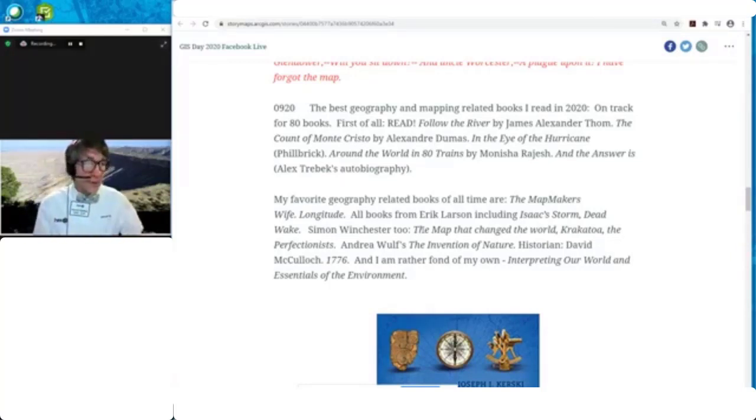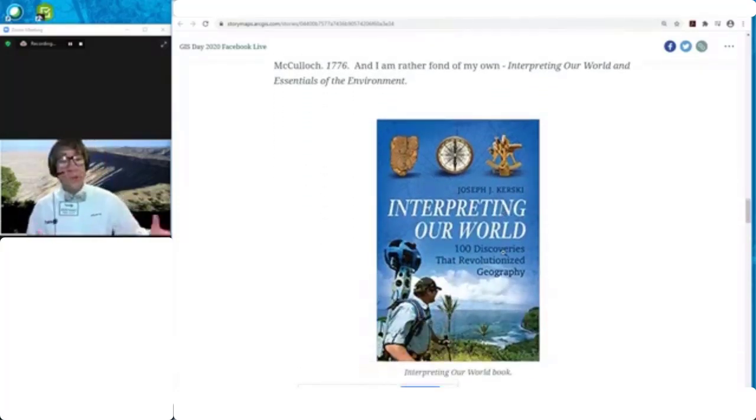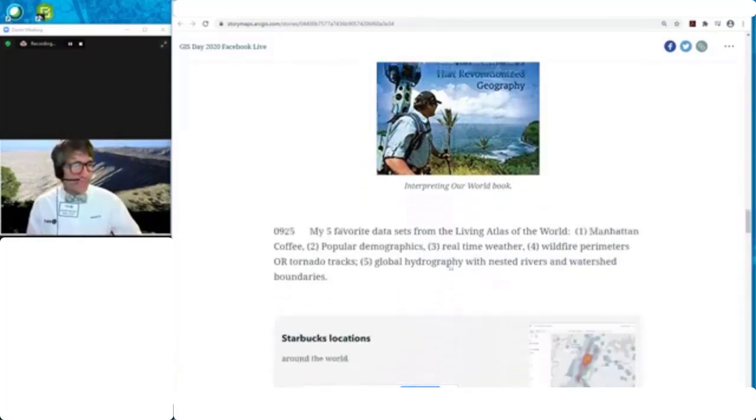Great history and geography. I'm also rather fond of my own books that are on this related note. Interpreting Our World, which is about the revolutionary moments in geography, and also Essentials of the Environment. So snippets of what is biofuels, what is an ecotone, etc. So those 2 books I wanted to include there too.